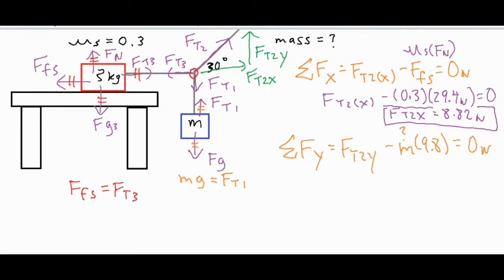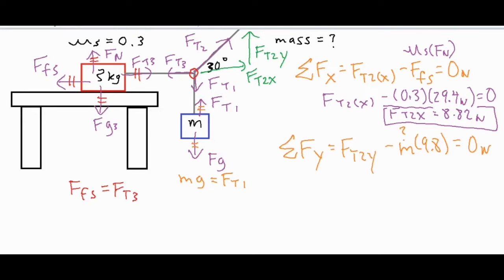So we could just say 3 times 9.8 is 29.4 for our mg, so that is our Fn. Then we did mu s times the normal force, and that gave us 8.82, and then add that to the other side. So our FT2x is 8.82 newtons.